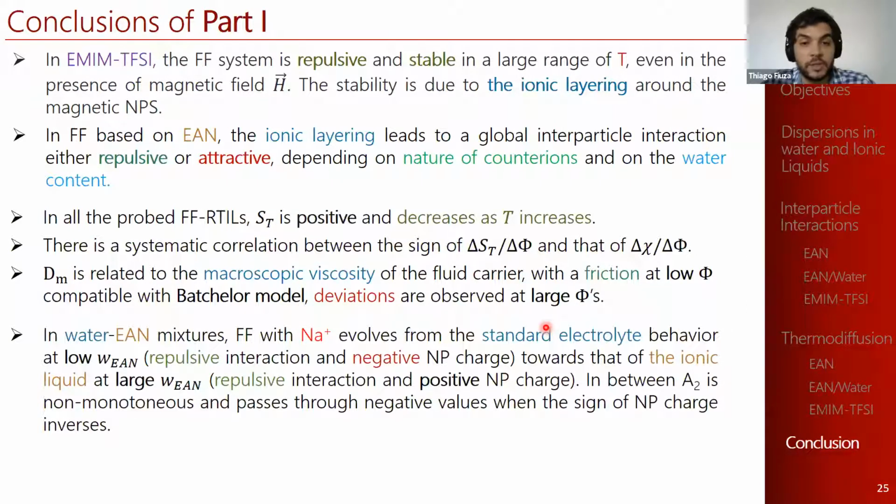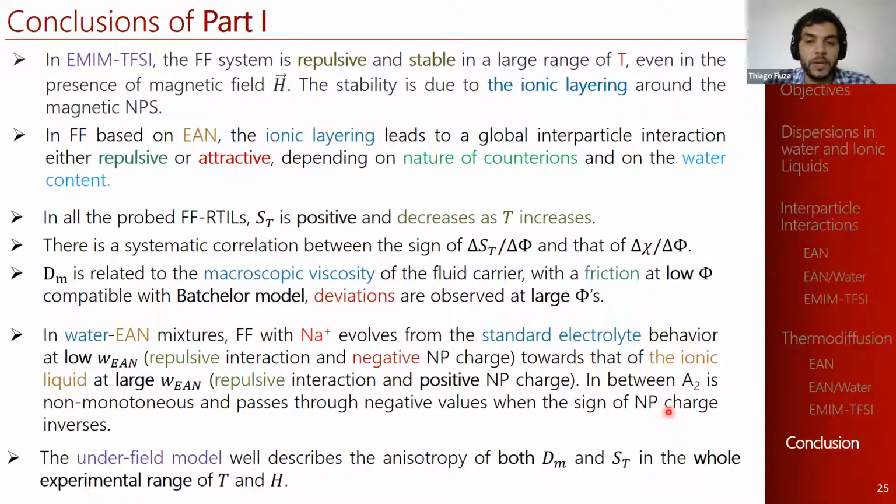In water in EAN mixtures with sodium counterions, we observe the standard electrolyte behavior in low concentrations of water, in which the particles are negatively charged and perform a repulsive interaction. And at the high end, with high quantities of EAN, the system is as well repulsive. However, the charge is positive. In between, the second virial coefficient is negative, which shows that we have an attractive system, and the charge of the nanoparticle inverses, going through zero.